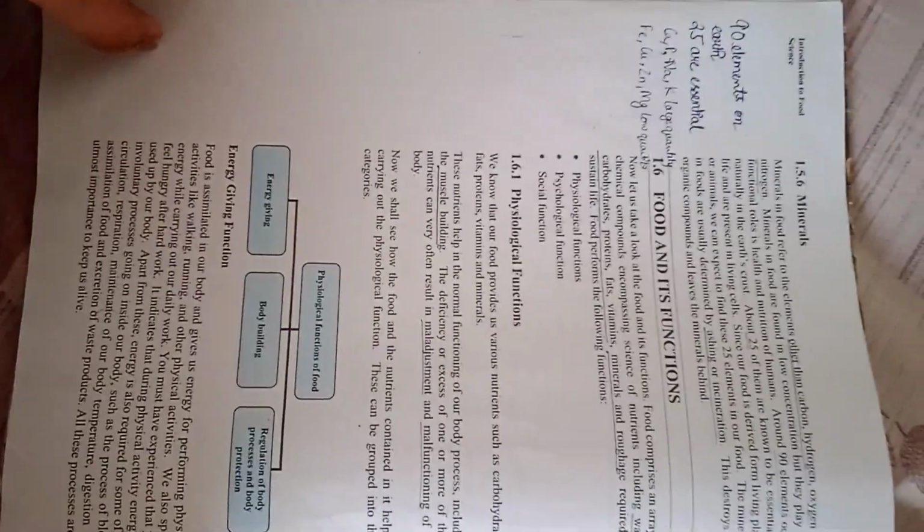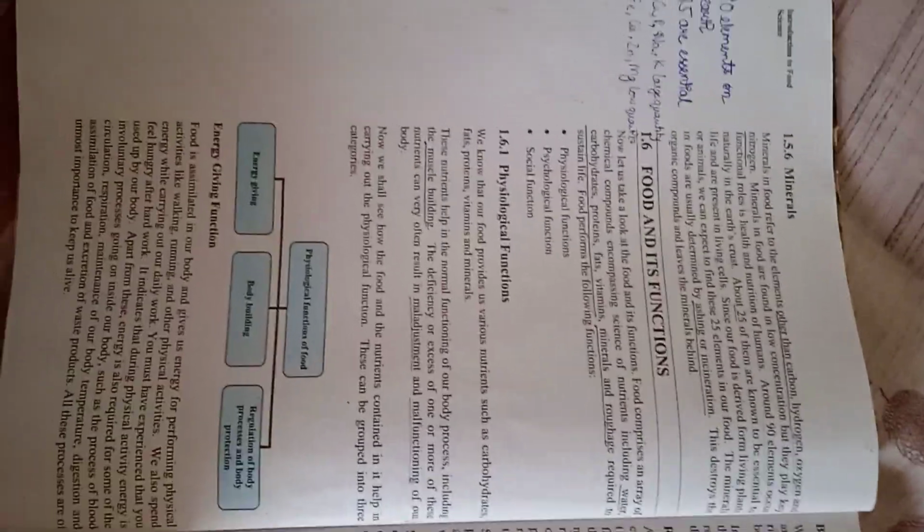Next is minerals. Ninety elements are present on earth, and minerals are also required in trace amounts, and 25 minerals are essential. Minerals like calcium, phosphorus, potassium, and sodium are required in large quantity, and minerals like iron, copper, zinc, and magnesium are required in low quantity. What are the functions of food?